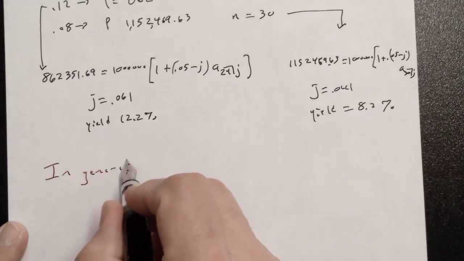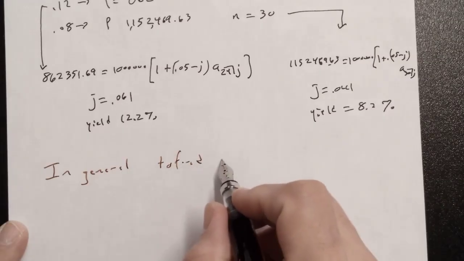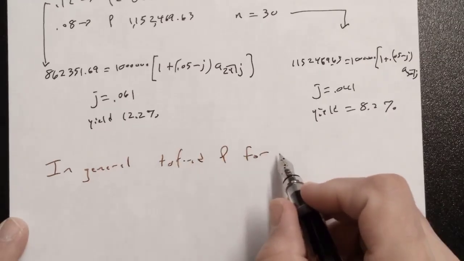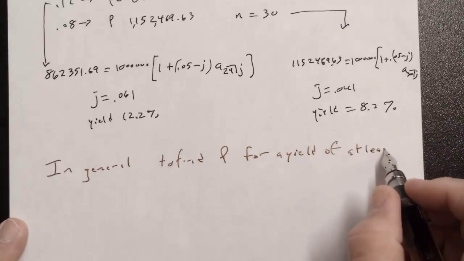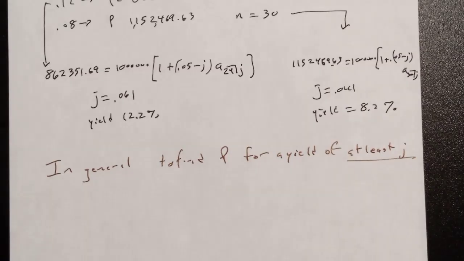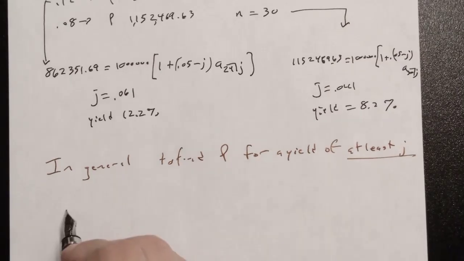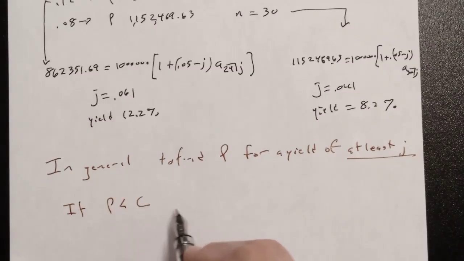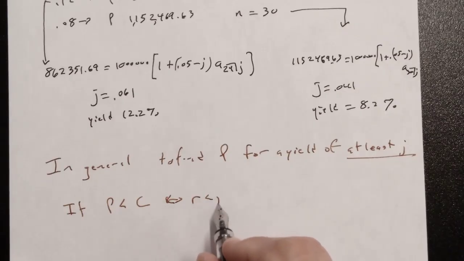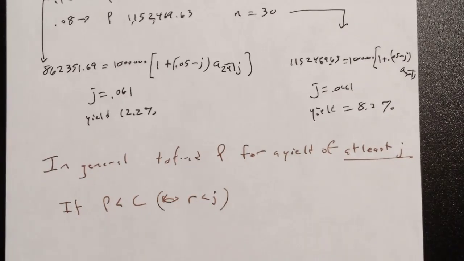In general, to find P for a yield of at least J. If I'm the buyer, I want to set the price so I know at least I'm going to get the yield I want. If I'm buying at a discount, price less than redemption value, which is the same as saying that R is less than J.